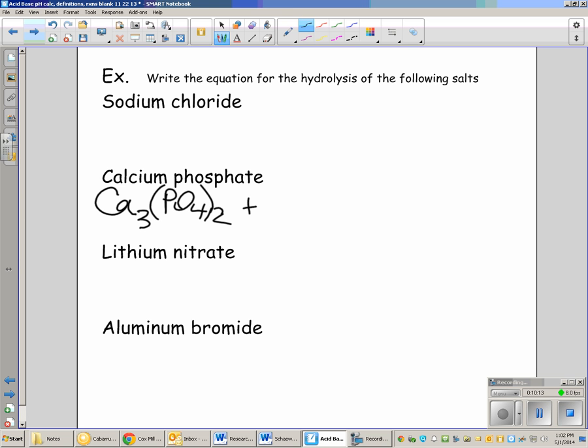Plus HOH. I just prefer to write like this because I can see the rearrangements. You guys write it whatever way you want to. Yields. All right, let's mark our positives and negatives here. I know water has a plus here and a minus here. Calcium has a plus, phosphate minus.